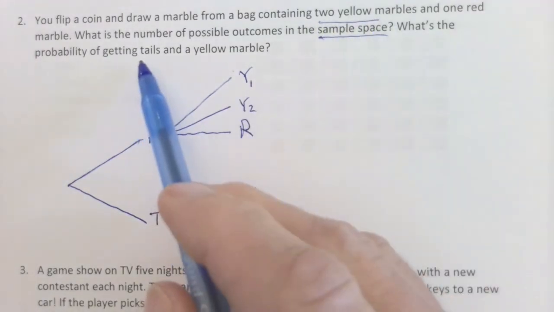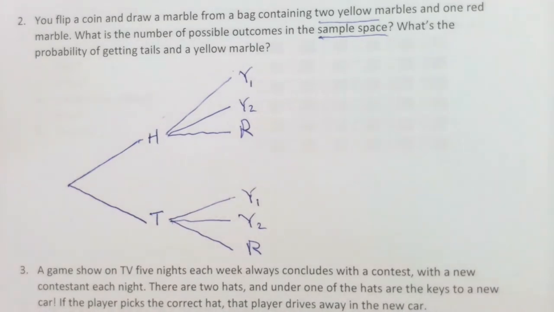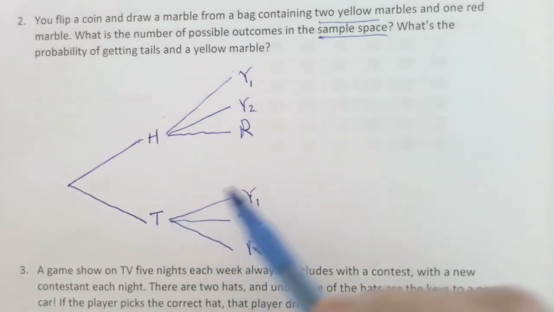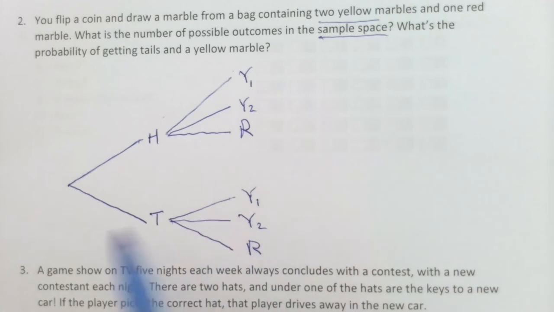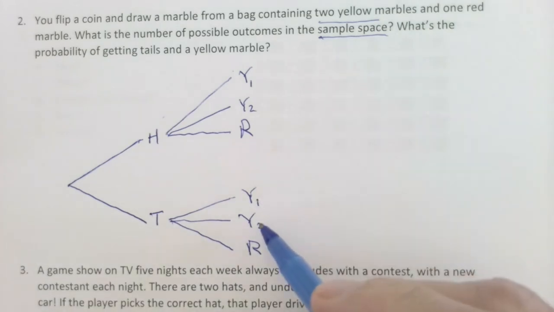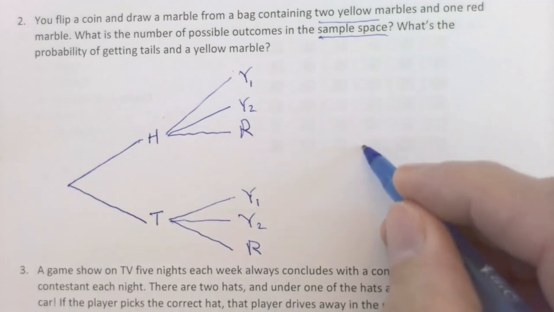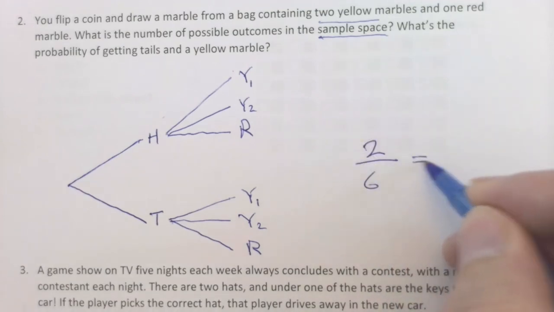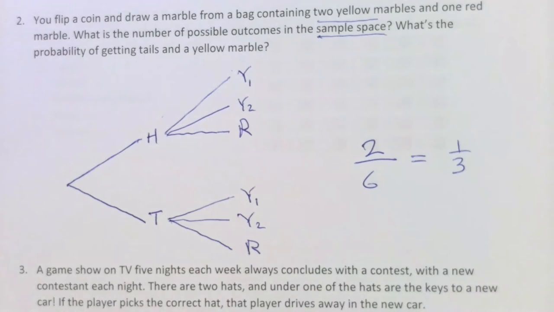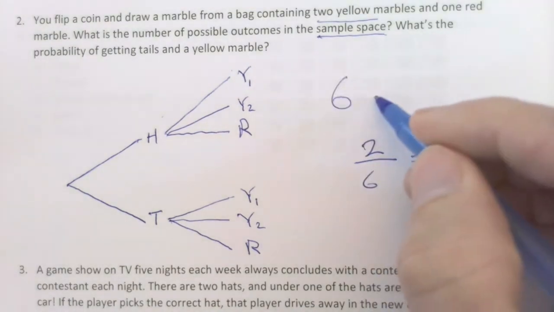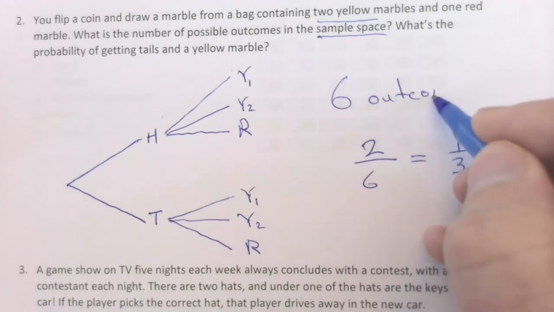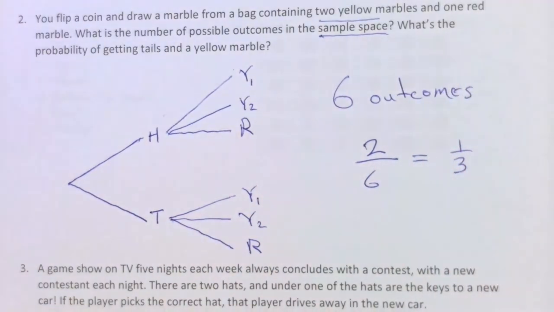Now the probability of getting tails and a yellow marble, well that would be either this or this, because you got to come down through tails. And then you can either go to the first yellow marble or the second yellow marble. So there are 2 possible ways to get tails and a yellow marble out of 6 total outcomes. 2/6 equals 1/3 would be my solution to the probability question there. And then for the sample space, 6 total possible outcomes would be my answer to that question. Okay?